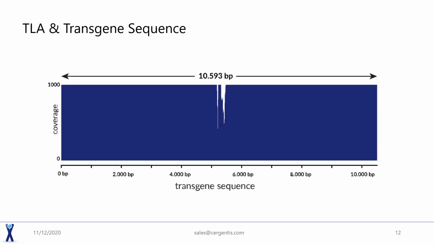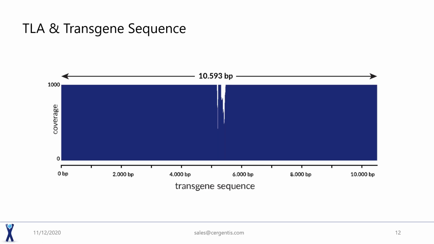Now, to demonstrate the capabilities of our TLA, in this case, TLA was used to sequence a gene that's about, as you can see, 10 kb in size. As you'll notice also, the coverage here is 1000x. And I actually would like to draw your attention to the middle part of the figure. So this is actually a limitation of NGS.